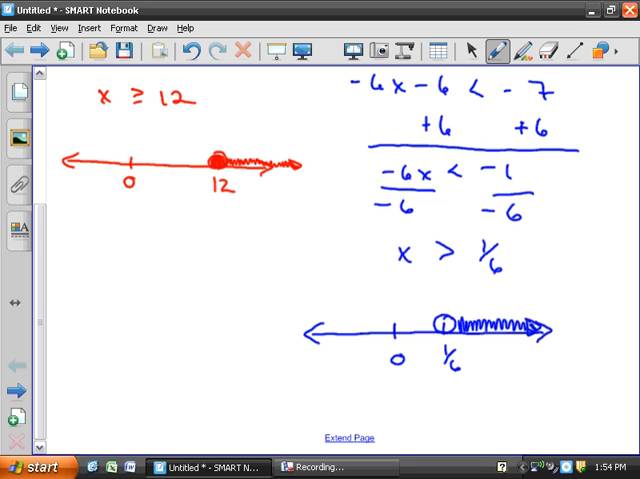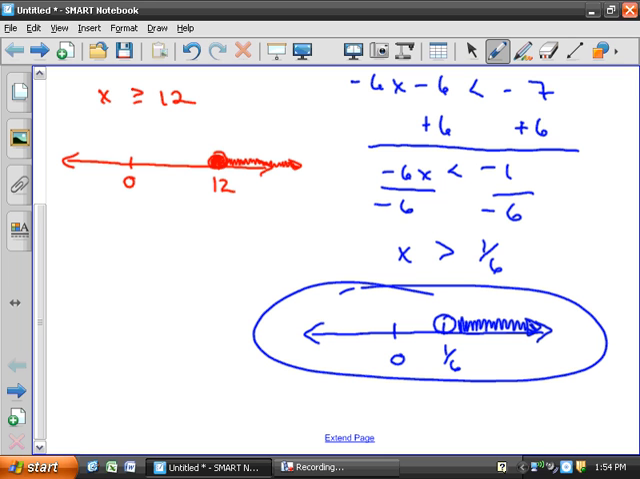on the number line. You simply shade that in that direction, put an arrow, and this is how you solve multi-step inequalities. Please remember, whenever you multiply or divide by a negative, you have to flip that inequality.